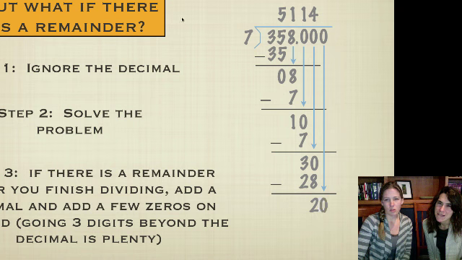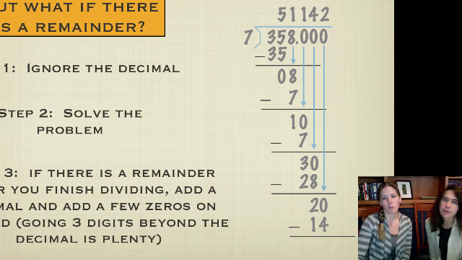Subtract. Bring down. 7 goes into 20. How many times? 2. 2 times 7 is 14. I know, this is a huge one. I love it. Subtract, you have 6. So I still have a remainder.